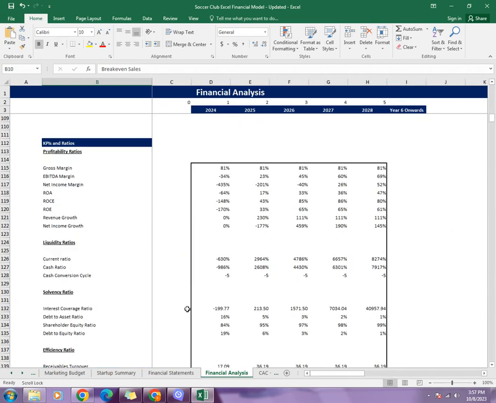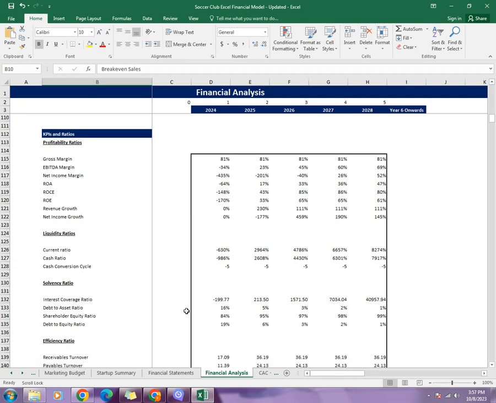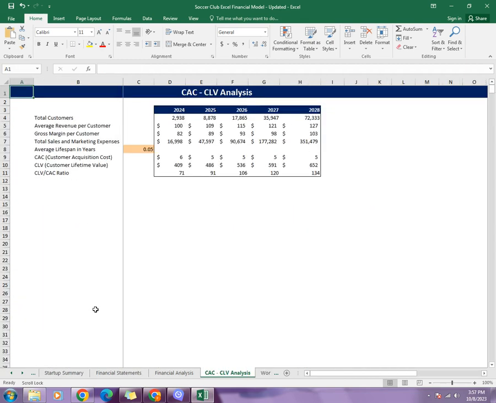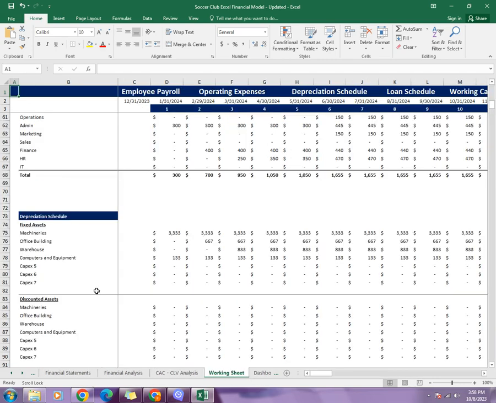Then comes the KPIs and ratios. The KPIs and ratios include all the major ratios, which help the business in making financial decisions. This includes profitability ratios, liquidity ratios, solvency ratios, and efficiency ratios. Then comes the CAC and CLV analysis. This gives you the customer acquisition cost and customer lifetime value, compares them, and gives you a ratio between them. Then comes the working sheet.